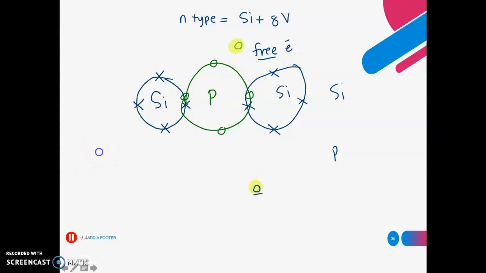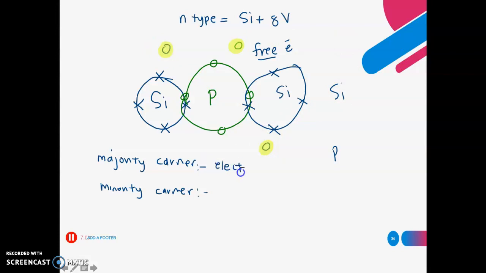So here comes the keyword, majority carrier. So this is the majority carrier. So you have a lot of free electrons everywhere here. So when there are a lot of free electrons, what is the majority carrier? So your majority carrier is electron. Okay. Minority carrier will be holes.